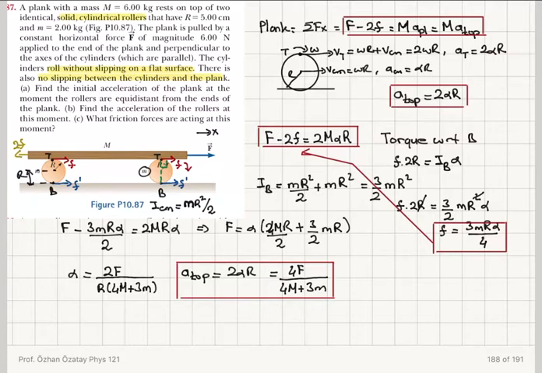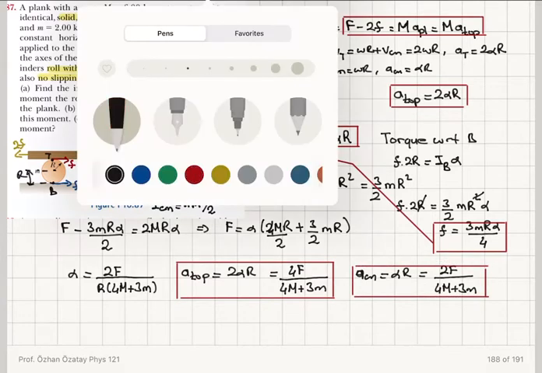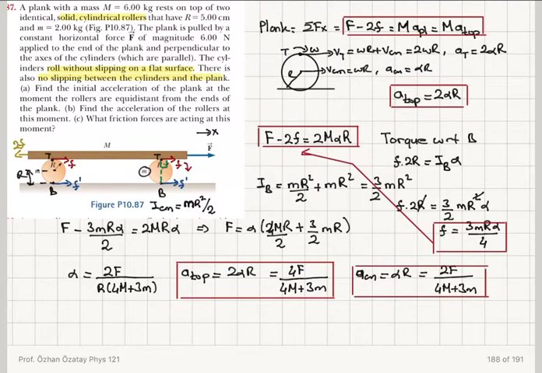Find the acceleration of the rollers at this moment. Acceleration of the rollers, probably it's asking the acceleration of the center of mass. Acceleration of the center of mass is alpha r, so it will be half of this result, so it will be 2F divided by 4 capital M plus 3 small m for each cylinder.